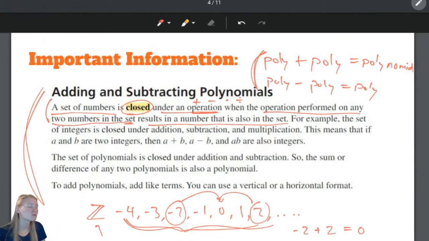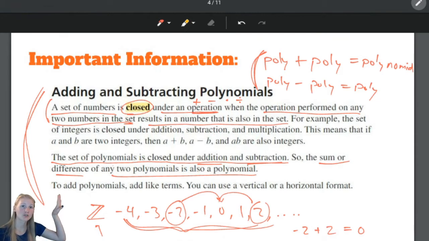Don't know. We will talk about that later, but for now, what you need to know is that the set of polynomials is closed under addition and subtraction. The sum or difference of any two polynomials is also a polynomial. So if you didn't understand any of that, remember, I did not understand any of this until like 3rd year of college. So you're going to be just fine.